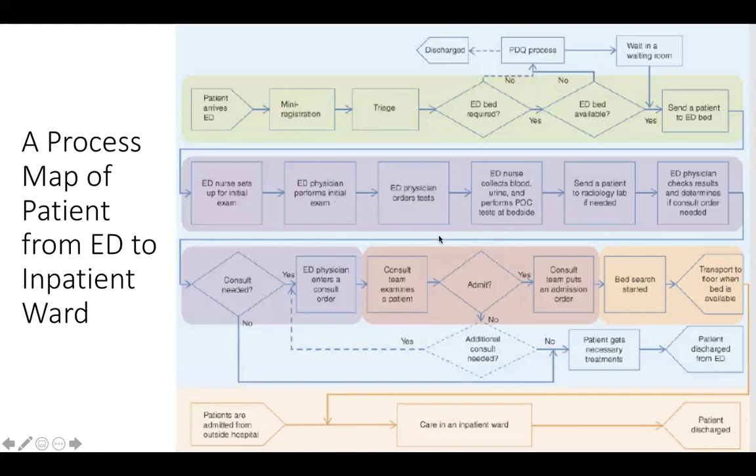We can identify which ones are important and add value, and which ones are more in the nature of waiting. In the next presentation, we are going to talk about the value stream map. A value stream map is similar to a process map. The main difference is that in the value stream map, we also identify the time of each of these operations.